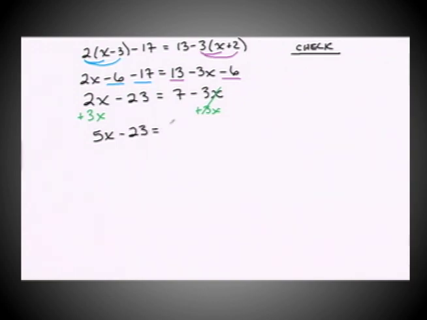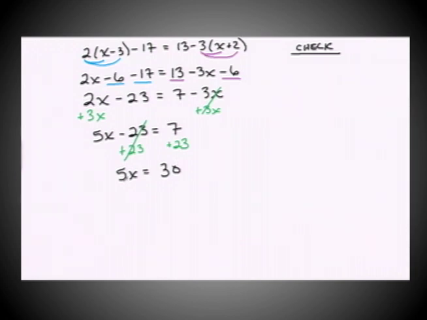minus 23 is 7. By the way, the property that tells us to do the same thing to both sides of the equation is the equality property. So if you're not familiar with that, you can go back in your textbook and read that property that gives us the ability to add 3x to both sides there. Now I'm ready to collect my constants on the other side. So I will add 23 to both sides to make 0 there. And I'm left with 5x equals 30 when I combine 7 and 23.